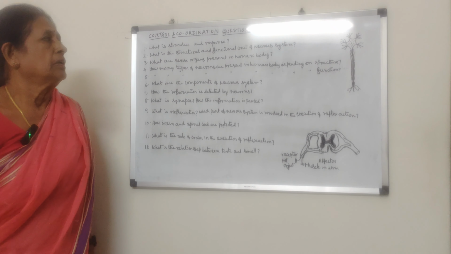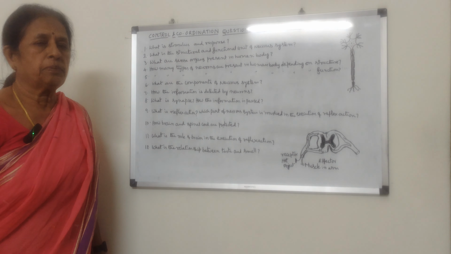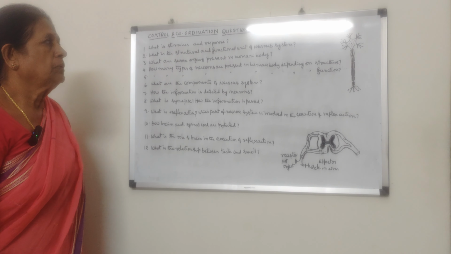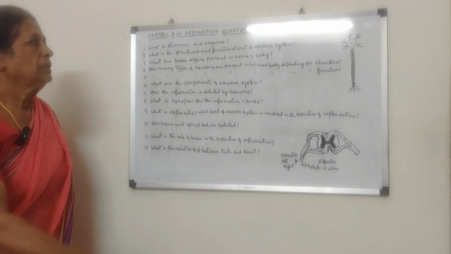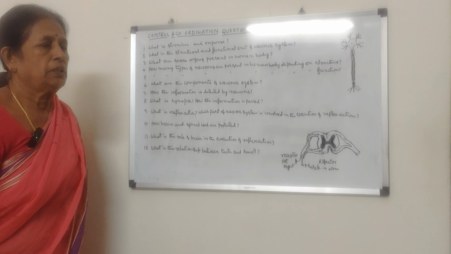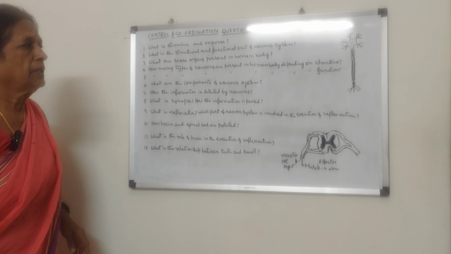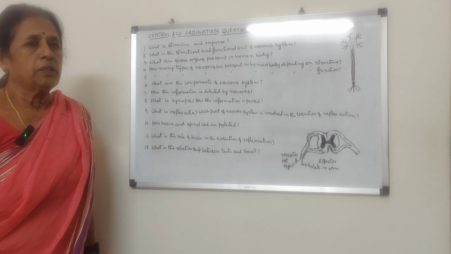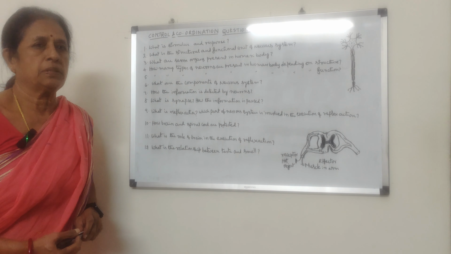Come back to the class. After completing the topic that is transportation in animals and plants, we shall move on to the next chapter that is control and coordination. The important questions and answers we will discuss, which we are expecting to appear in the examination. So let us see what is the stimulus and response.